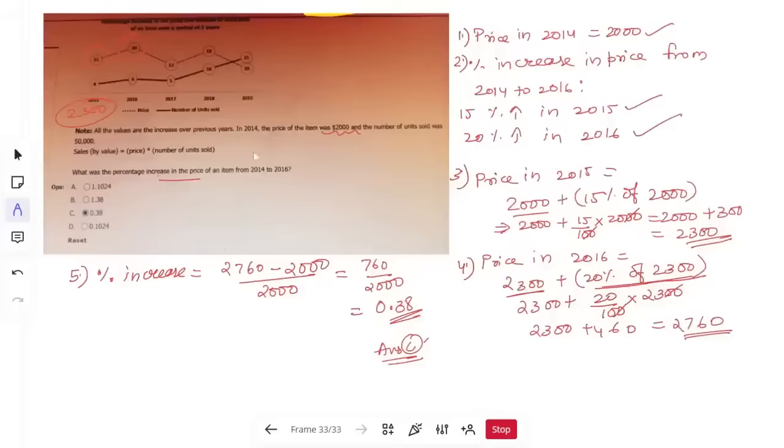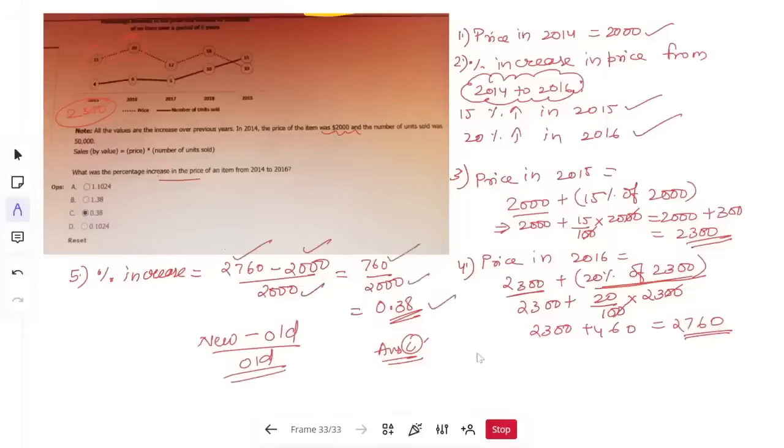Now what we have to find out is the percentage increase from 2014 to 2016. Whenever you have to calculate percentage increase over a duration of time, you take the new price minus the old price, divided by the old price. This will give you the final answer. So the new price, that is 2760, minus the old one, divided by the old one. When you subtract, you get 760 divided by 2000, and the final answer is 0.38. That is why the correct answer for this question is option C, that is 0.38. So guys, you should practice these questions.